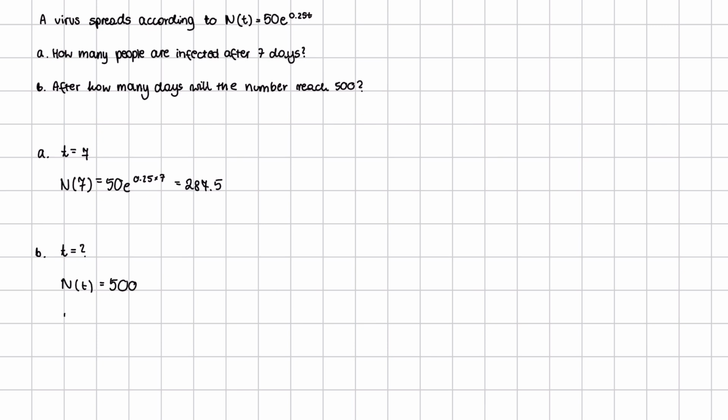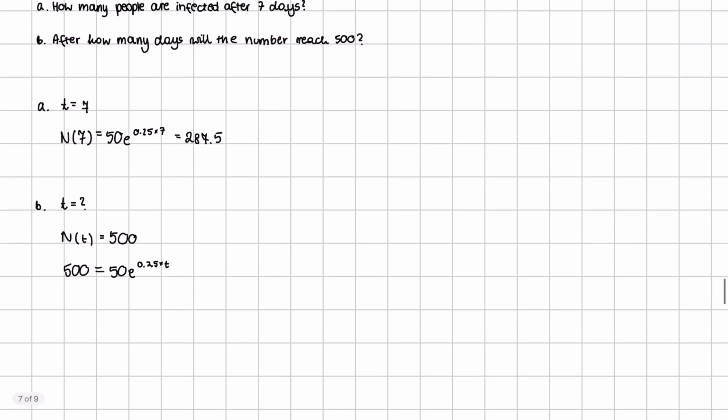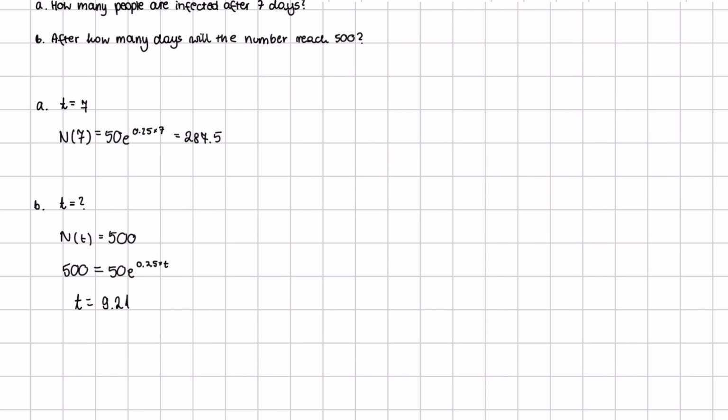So 500 equals 50 times e to the power of 0.25 times t, and t we can simply find by typing it into the solver on our GDC. So our final answer is 9.21 days.